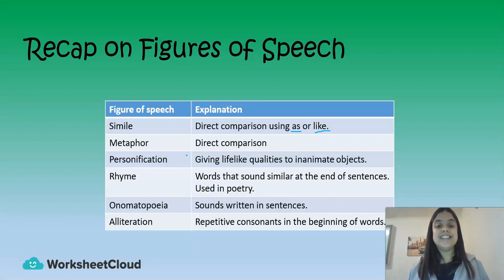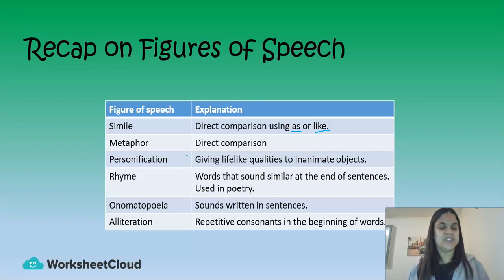Rhyme are words that sound similar at the end of sentences, and we use them in poetry. And we're definitely going to have some rhyming in the poem that I have for you today. So rhyming is like ball, call, small, fall. I had a ball, then I had a fall. Those words rhyme. The ball was quite small. So at the end of those sentences, those words all rhyme, and that is what rhyming words are.